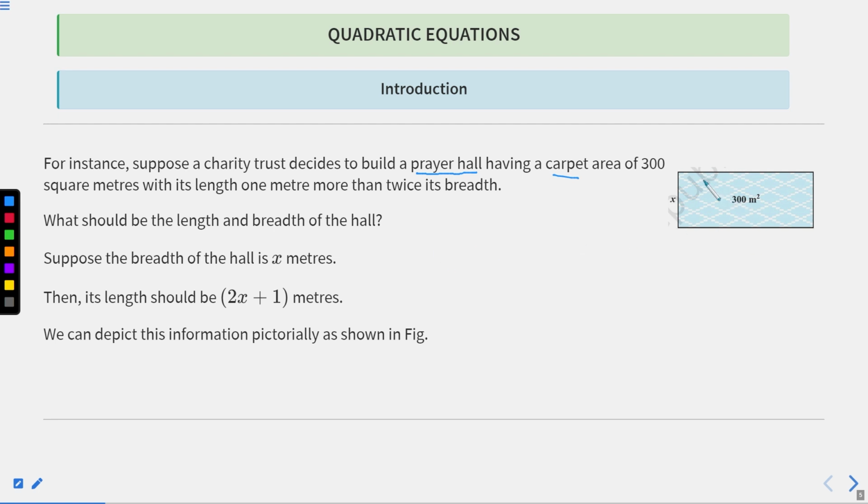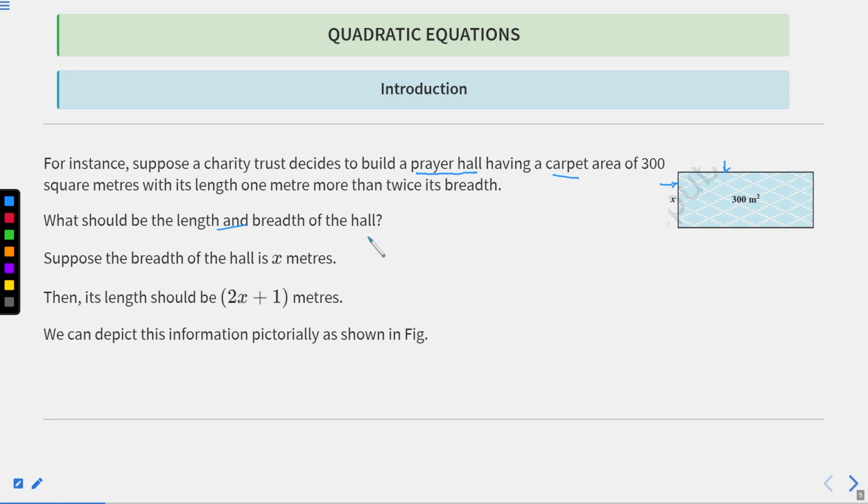If you think of this figure, this is the carpet area of the prayer hall. This carpet area is 300 square meters. This side is the length of the hall, and this side is the breadth of the hall. So we can consider the breadth and the length of this rectangular hall. What we have to find here is the length and breadth of the hall.